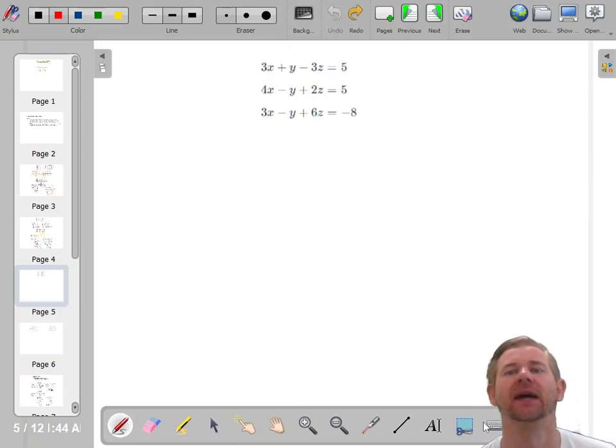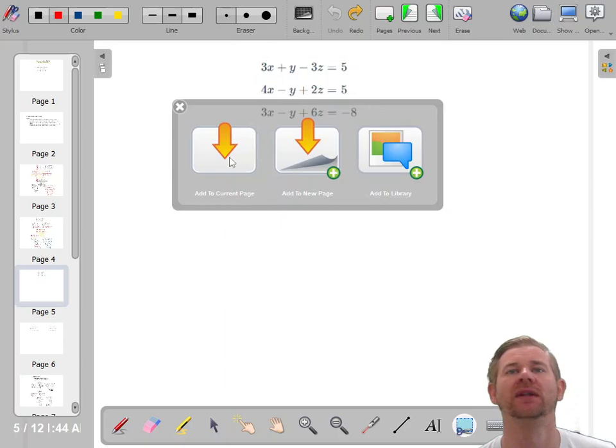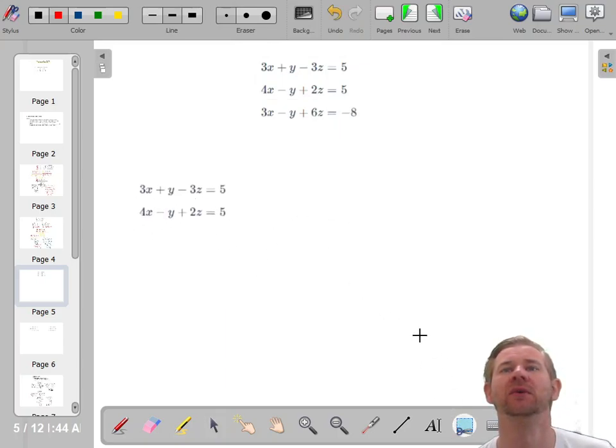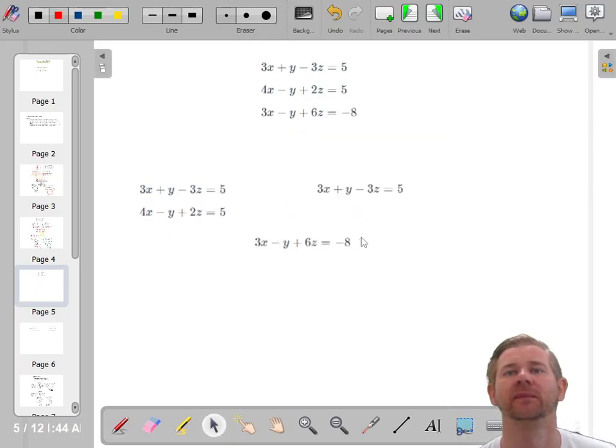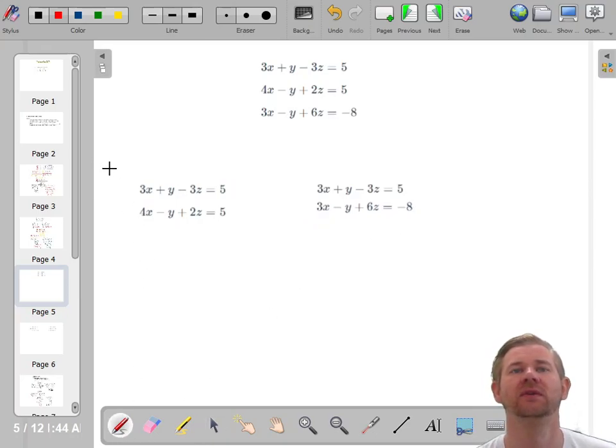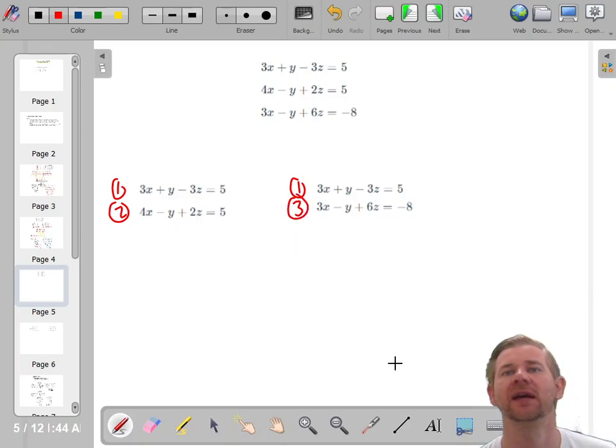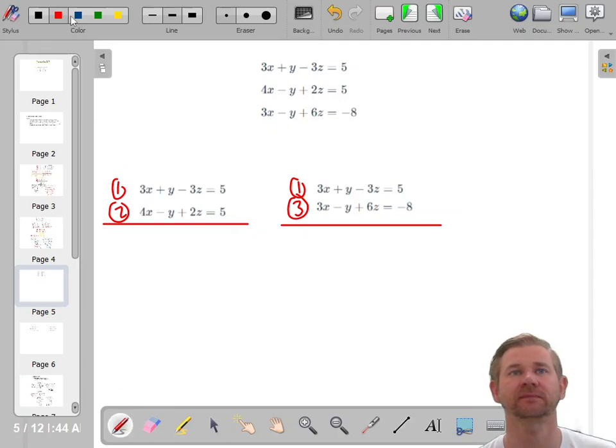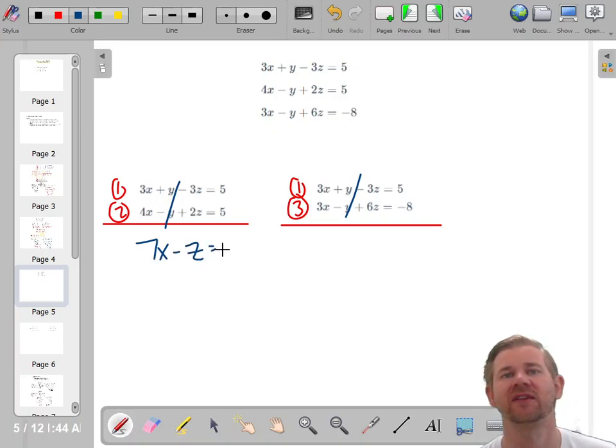Y looks easy. Okay? Right out the gate, I got 1 and 2. And then I'm going to do 1 and 3. Copy 1 and copy 3. Okay? So I'm doing 1 and 2. That's line 1. That's line 2. And then I'm doing line 1 with line 3. And the goal is to get rid of y 2 different times. So that's good. But 3x plus 4x makes 7x. Negative 3 plus 2 makes negative 1z. And 5 plus 5 is 10.